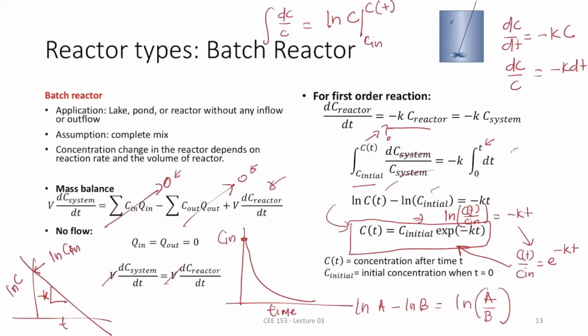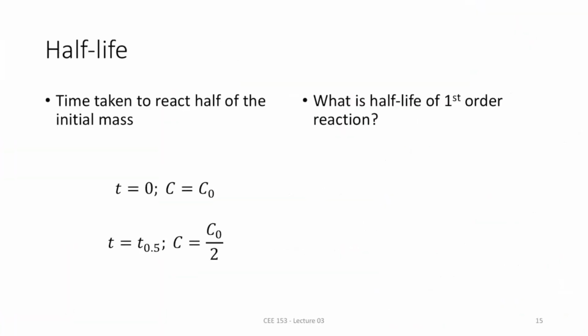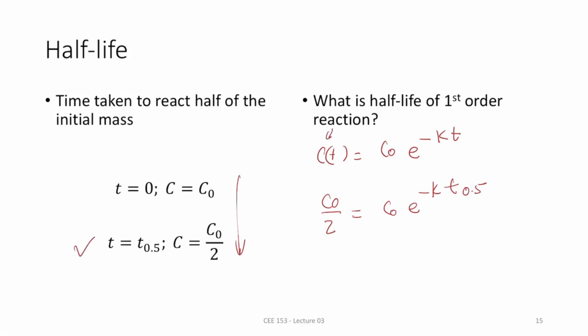For first order reactions, the solution is Ct equal to C0 e to the minus Kt. That's the solution for first order reactions. So you just have to apply the boundary conditions. At t equal to t half, or half-life, C equal to C0 by 2. If I substitute t equal to t half, C becomes one half of the initial concentration, so C0 cancels out.